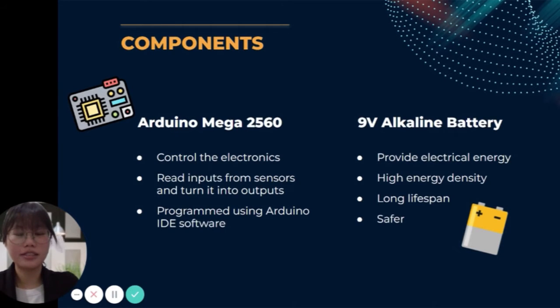Arduino Mega is a tool for controlling electronics. It is able to read the input from the sensor and convert it into output. It can be programmed using the Arduino IDE software by writing, compiling, and uploading the code into the Arduino board. The 9-volt alkaline battery provides electrical energy to the Arduino board. Its advantages include high energy density, long lifespan, and being safer.